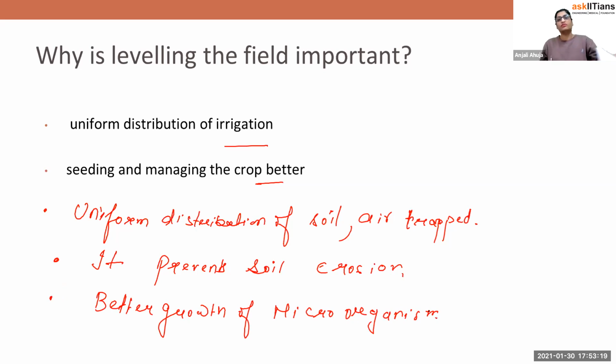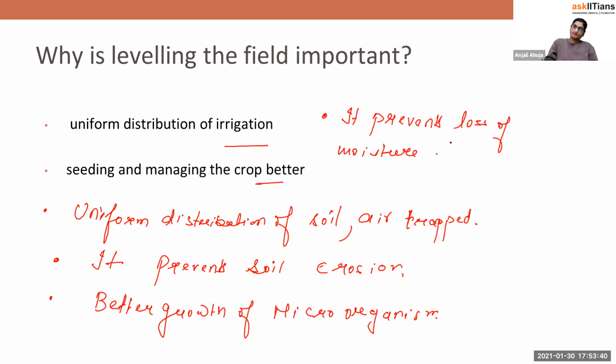One more thing you can add is that it prevents the loss of moisture, because when soil is not in a proper condition, all the moisture can go into the air. So it prevents loss of moisture from the soil. So yeah, these are the points that you can write, and I suppose that's clear to you.